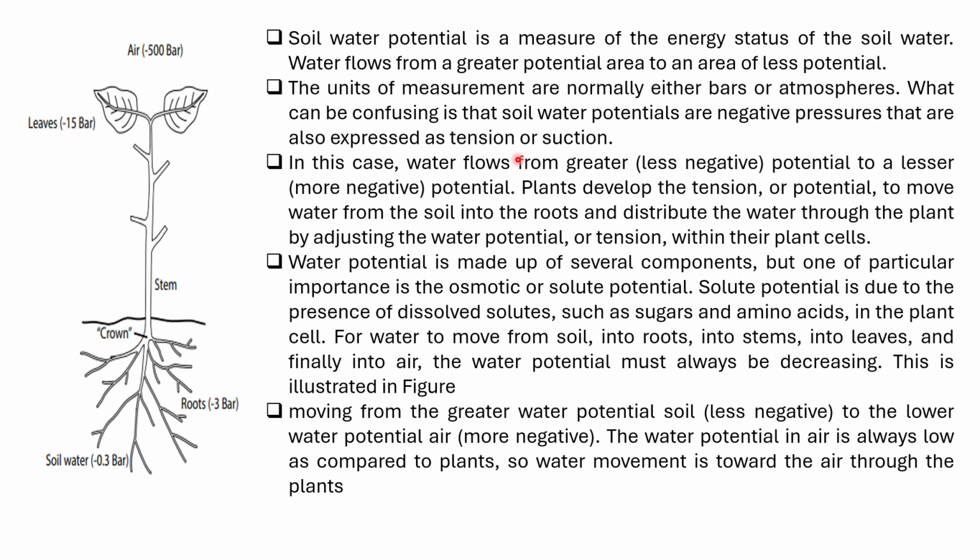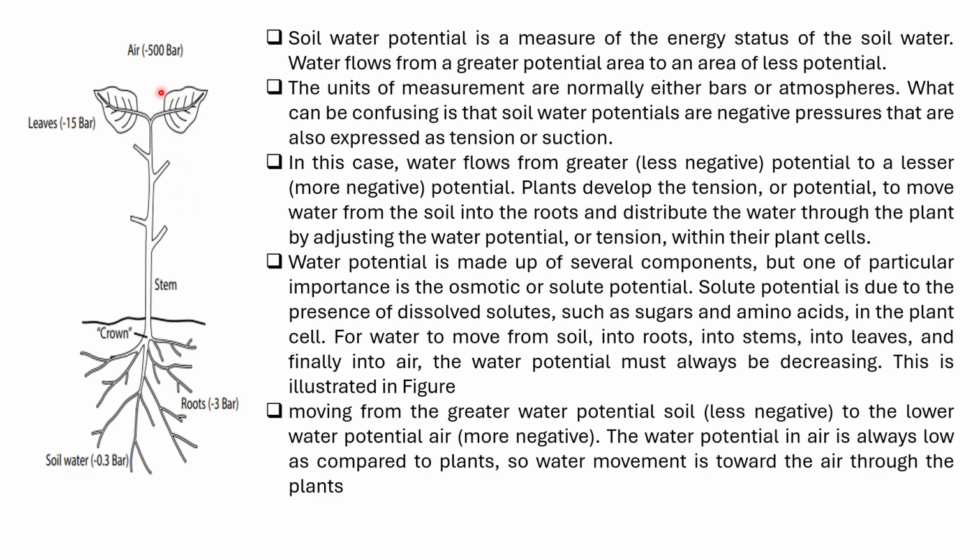For example, the soil water might be around 0.3 bars, for the roots around 3 bars, for the leaves around 15 bars, and for air around 500 bars. This means water moves from the less negative soil to the more negative air. Plants create the tension that pulls water from the soil into the roots, up the stem and into the leaves.